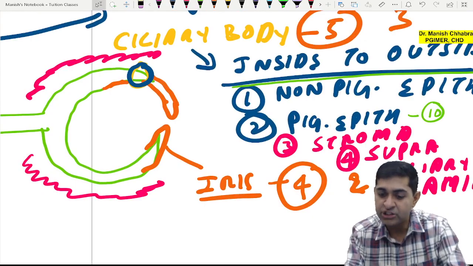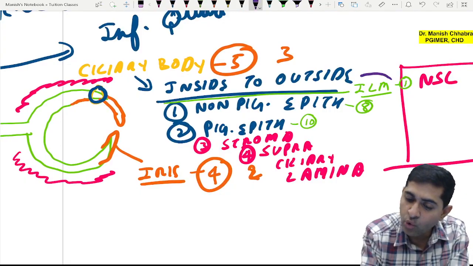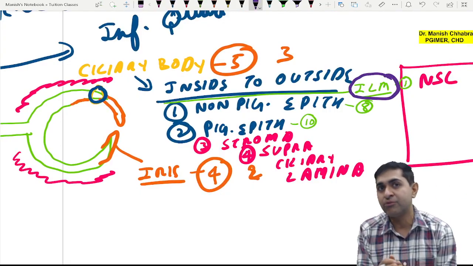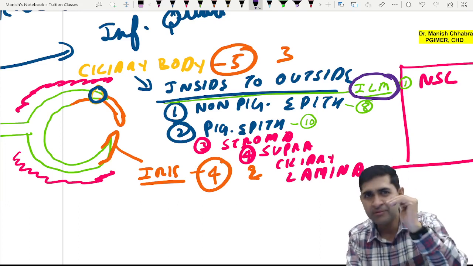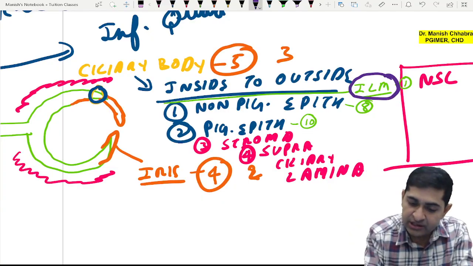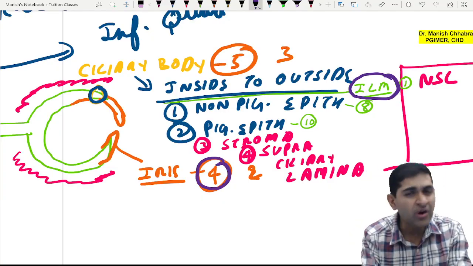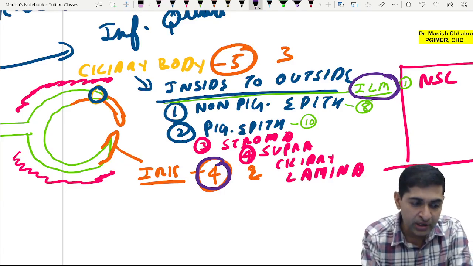Now it is proceeding further. Now please remember, the inner limiting membrane will only lie till the ciliary body. At the iris level, it will vanish. It will be finished. Now, how many layers of the iris are there? 4. Now you already know the 2 layers.